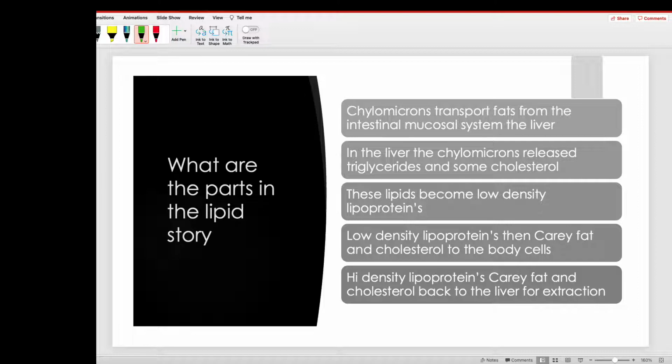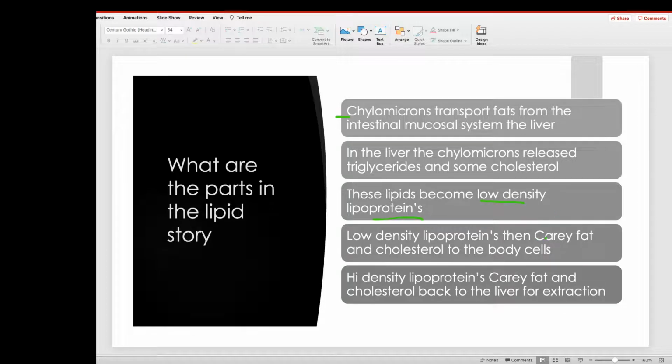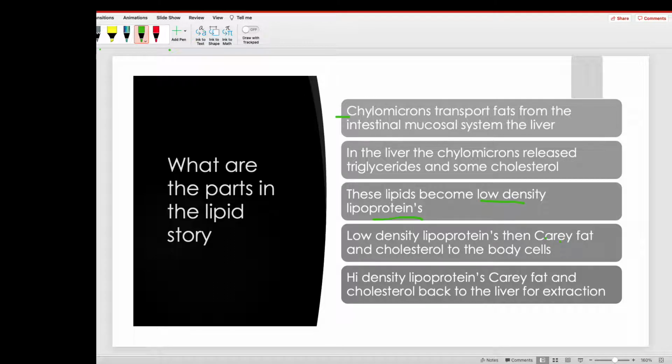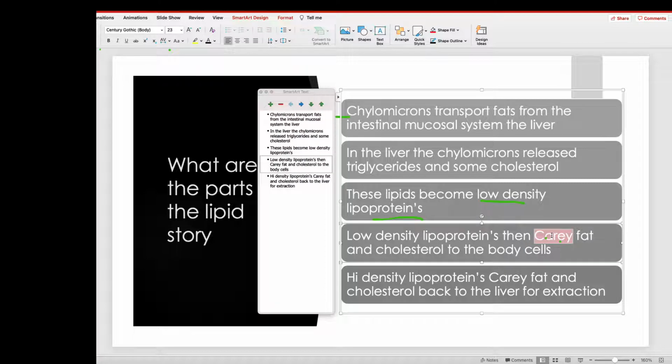What are the parts of the lipid story? I told you what the chylomicron is, what it does. I told you what low density lipids are, right? I told you this, that's a typo. Let me fix that so you don't get something weird and you're like, what the heck does that mean? That should be carry.